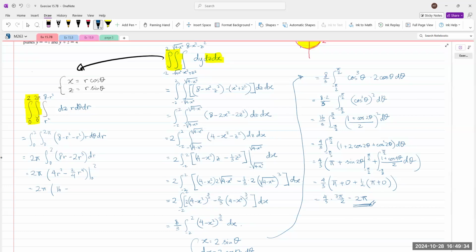8. Am I making a mistake somewhere? Why do I get something totally different there? So 8, that becomes 16. So 1/2 of 16, that's 8. So that gave me 16 pi. Why are these such different answers?